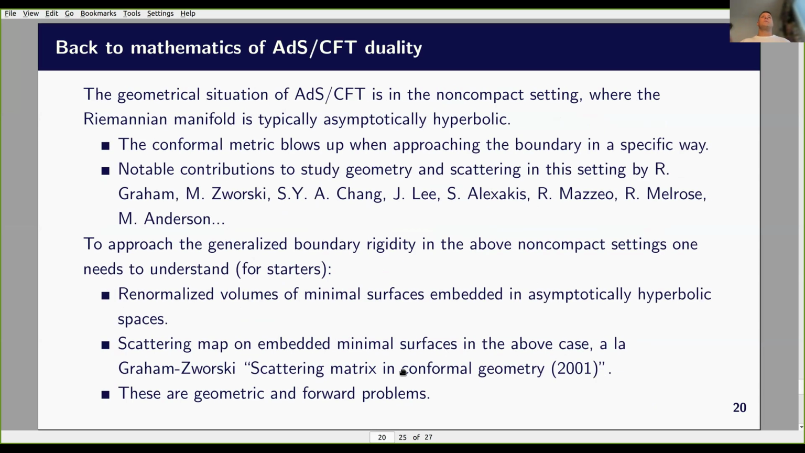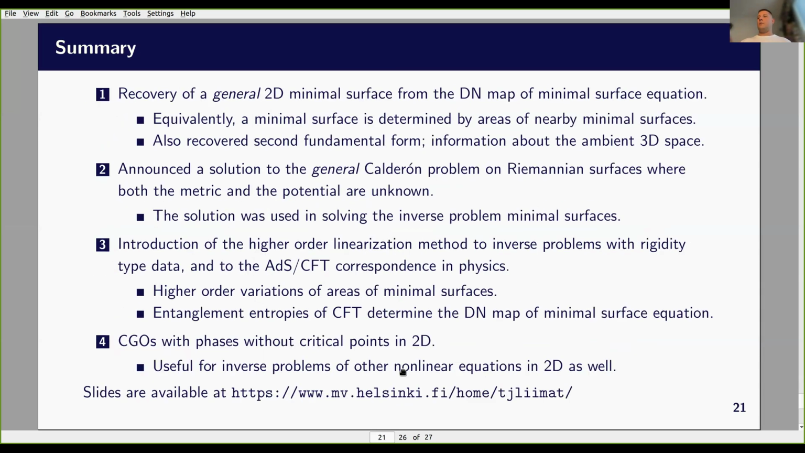I will skip this one. So I think I'm now done. My time I think is up. So yeah, okay, maybe I read this summary still.